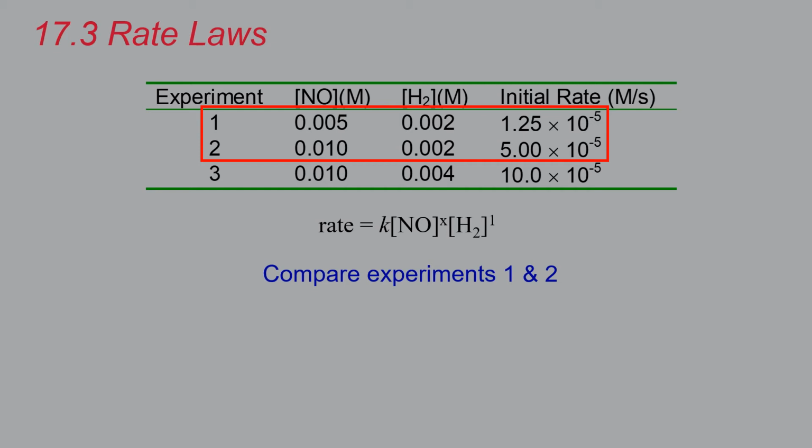So in that experiment, the concentration of H2 is held constant and the concentration of NO is doubled. So let's look at that now. So what is that exponent? So the setup is, and the rate you can see here actually quadruples.